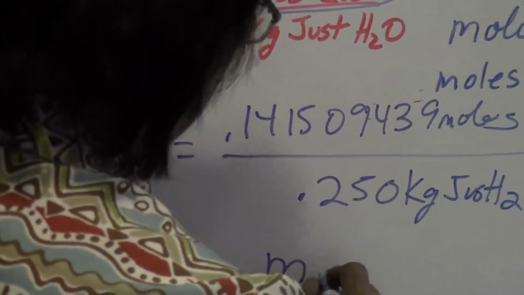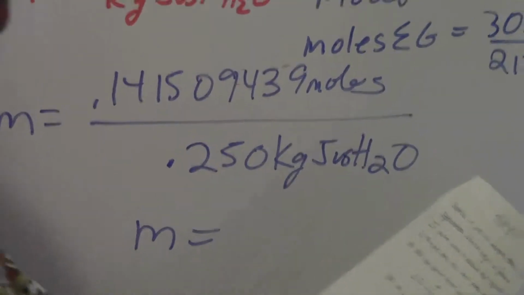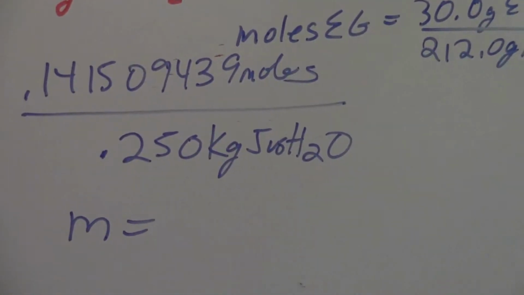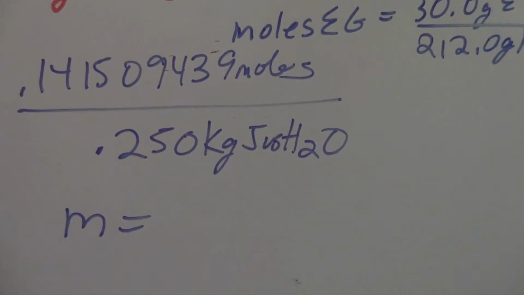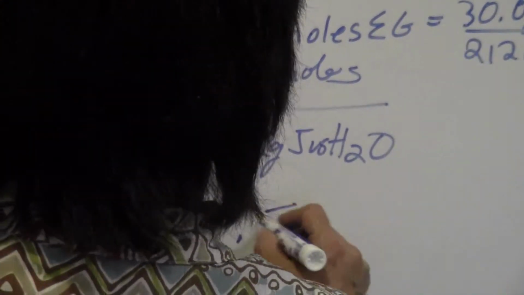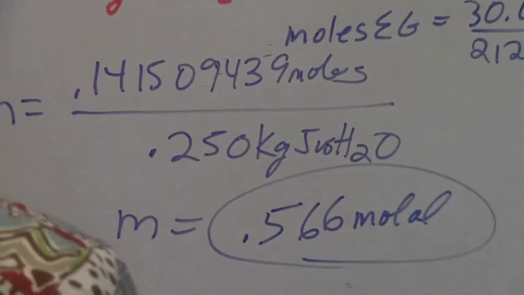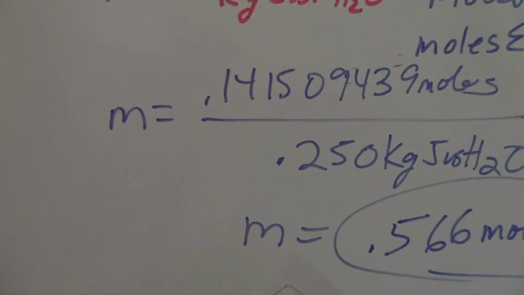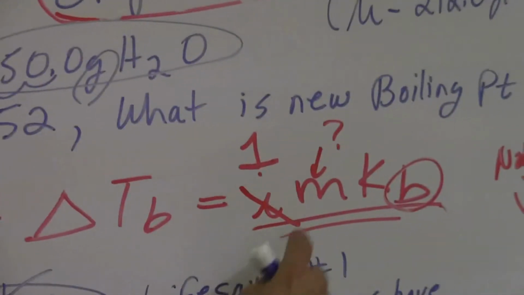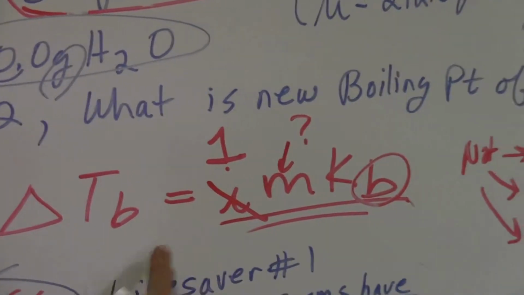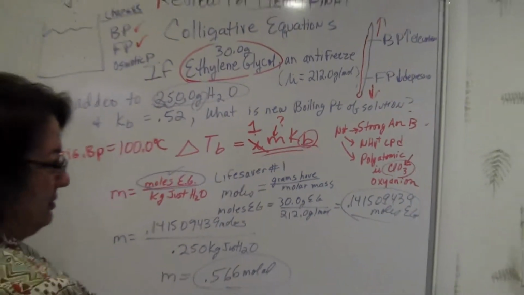And when you divide that, let's see what we get. Oh, here we go. We get 0.566 molals. That's the hard part. What you just did there is figuring out molals. So now what do we have? I'm going to erase all this. Make sure you have it.